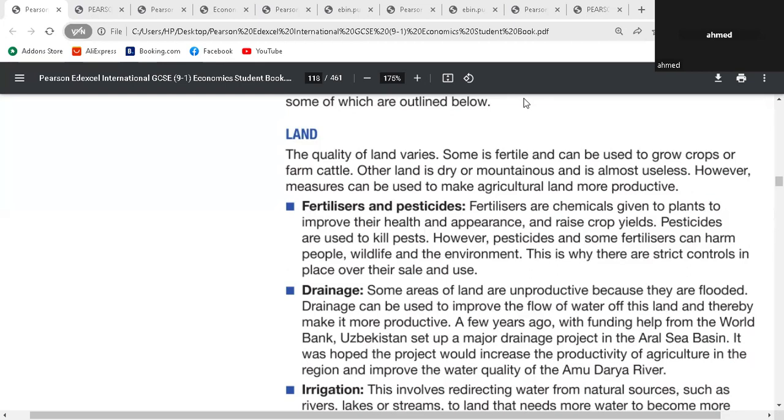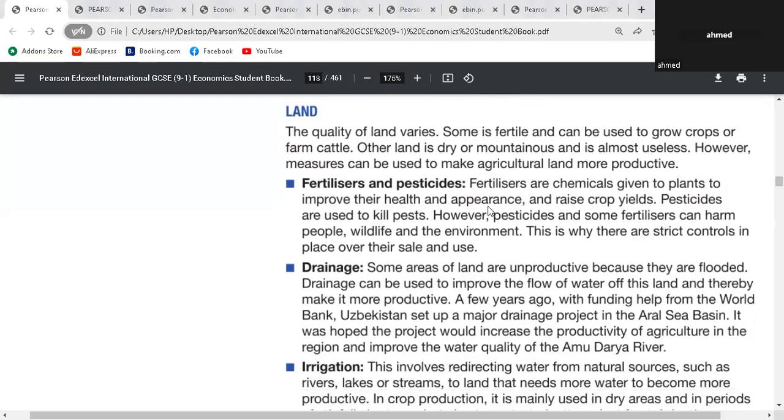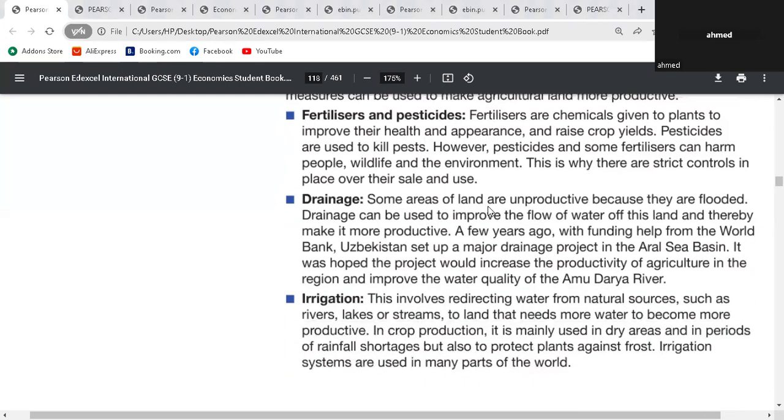Is it clear? Clear. The second one, drainage. Some areas of land are unproductive because they are flooded. So because there's flood, we cannot plant crops there. Yes or no? Yes. So this is a natural factor. We find a way of draining it. We find a way of taking the water away from that land so that the land can be useful. That is what we call drainage. Is it clear? Clear.